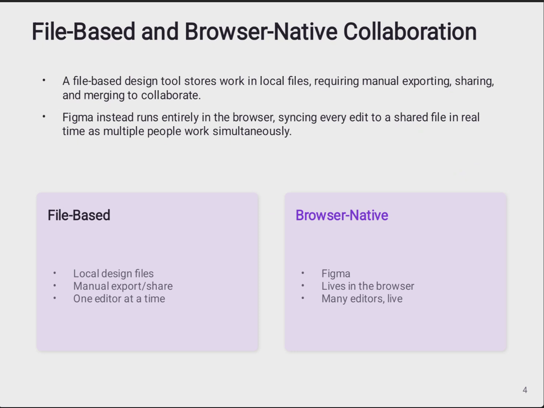File-based and browser-native collaboration. A file-based design tool stores work in local files, requiring manual exporting, sharing, and merging to collaborate. Figma instead runs entirely in the browser, syncing every edit to a shared file in real time as multiple people work simultaneously. File-based: local design files, manual export, share, one editor at a time. Browser native: Figma lives in the browser, many editors live.